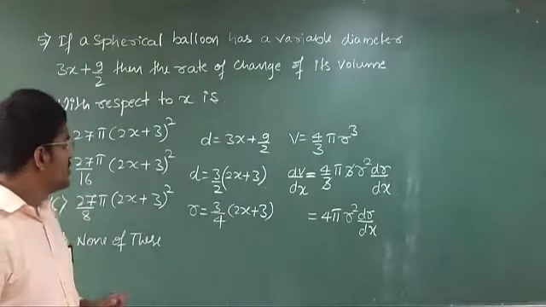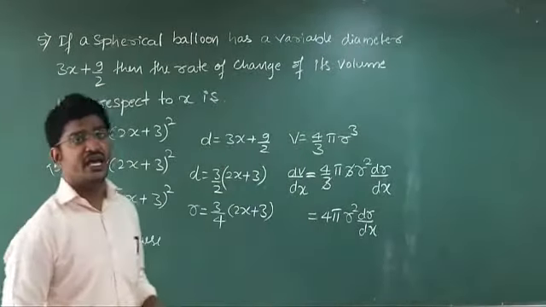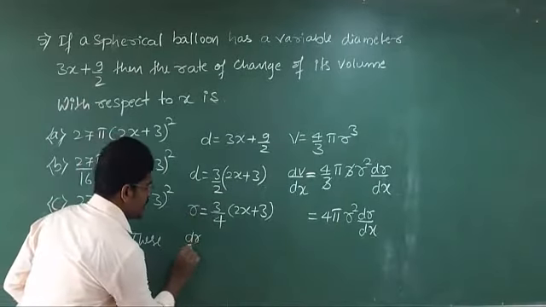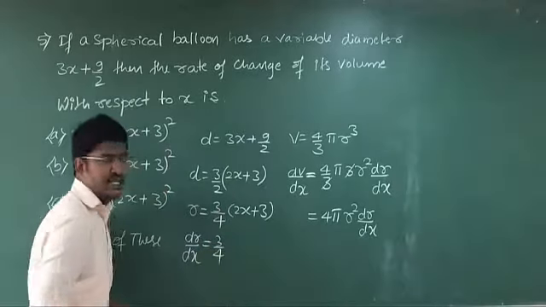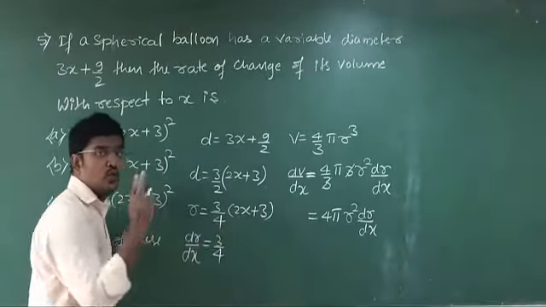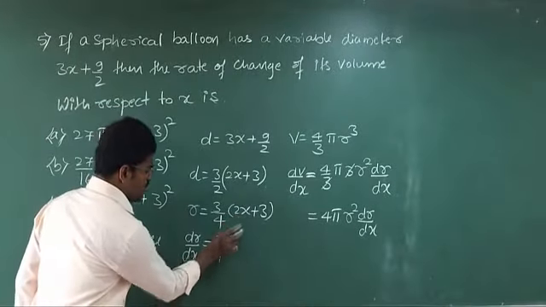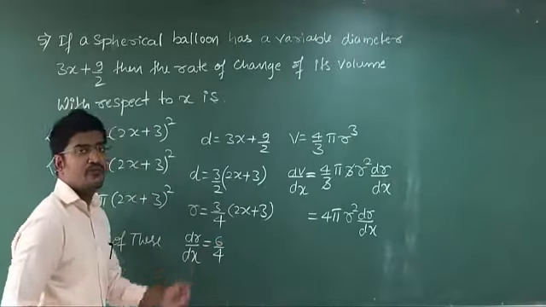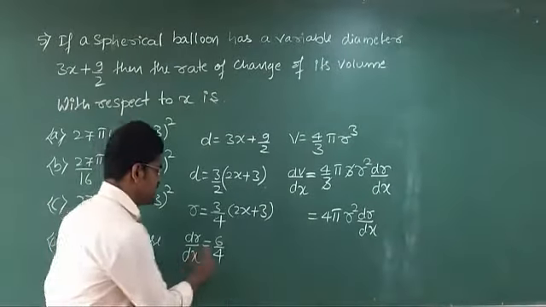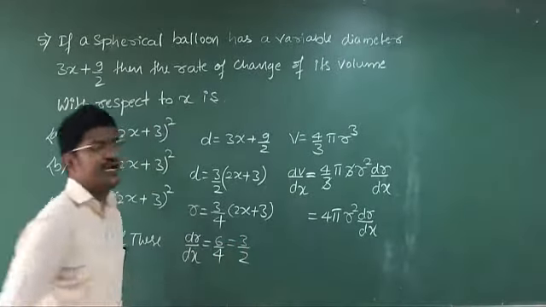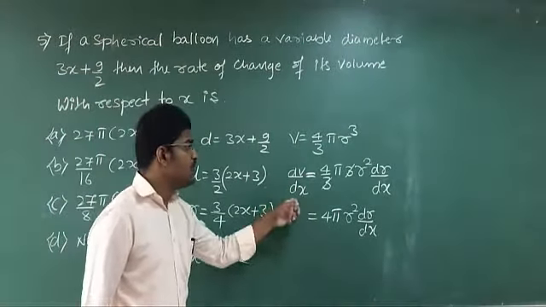Are you getting my point? So now you got r. You need one more term, that is dr by dx. You differentiate this. dr by dx equals 3 by 4 constant as it is. Differentiation of 2x will be 2, because differentiation of x with respect to x is 1. So remain with 2. 2 into 3 is 6, 6 by 4. Differentiation of the constant term is 0. No problem. So dr by dx is 6 by 4, that is 3 by 2. Are you clear?